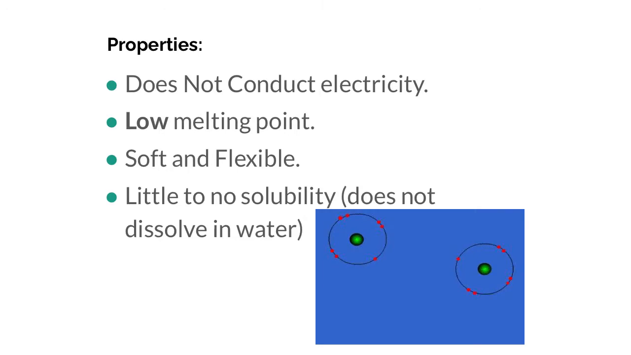Because molecular compounds share their electrons, they have different properties than the ionic compounds we discussed earlier. Number one, they do not conduct electricity. Number two, they have low melting points. This bond is not as strong and it doesn't take as much energy to break that bond. These compounds are soft and flexible, and they have little to no solubility. That is, they do not dissolve in water.